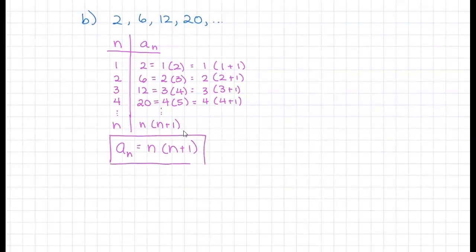So sometimes they take a little bit of playing around with before you can see what the pattern is. So they get a little tricky sometimes. All right.